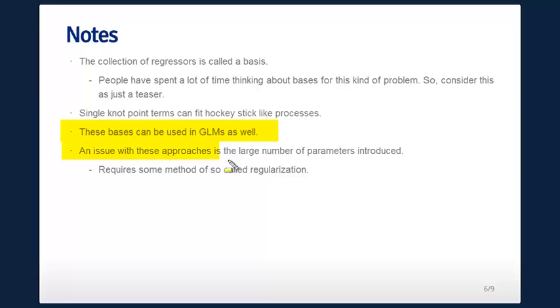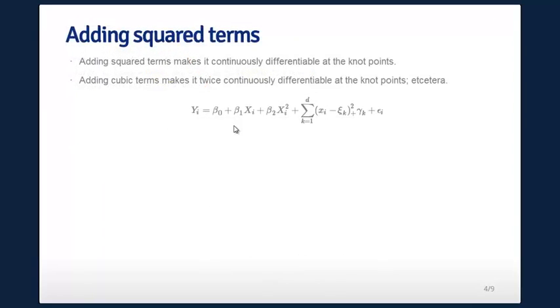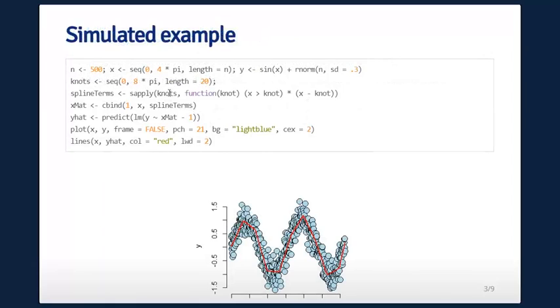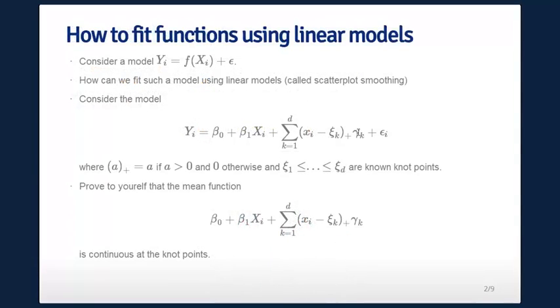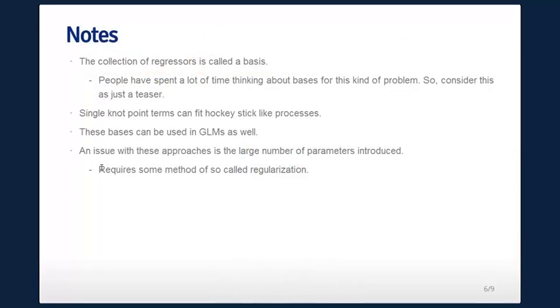So the main issue with these approaches is the large number of parameters introduced. And just to show you, right, when we did it here, however many knots we added, I think I added 10 knots because I accidentally put an 8 there. We added 10 parameters, right? If you look at the model, there's an extra parameter, gamma k, for every knot. So you're adding lots of parameters. And this idea of so-called regularization is really important in kind of modern statistics. And that's how you can get around that problem in a neat way.